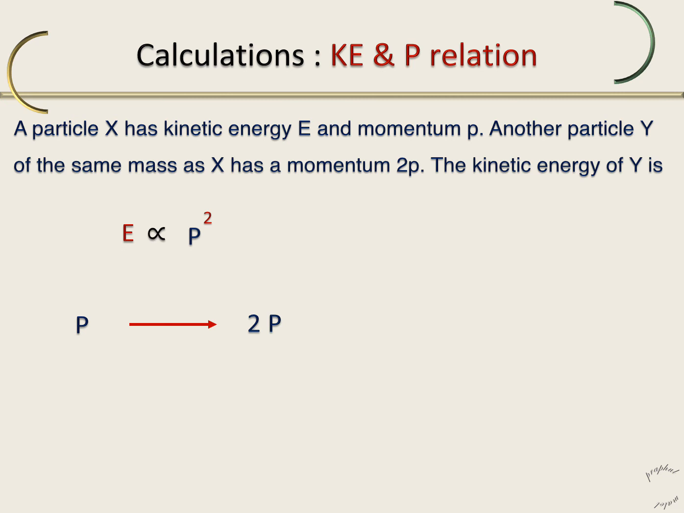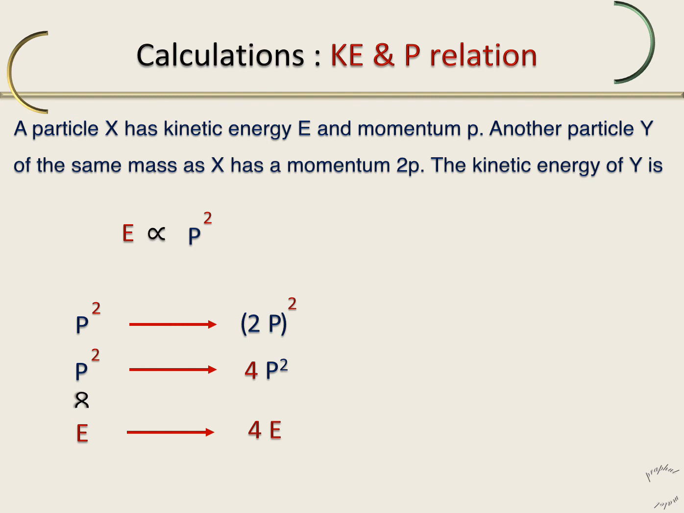So in order to know what will happen to P square, I am squaring everything in the relation. P square, 2 square, again P square. Everything is squared. I can remove the bracket and I will get 2 square is 4. 4 times P square. So the change in P square is the P square value increased by 4 times. And the P square is directly proportional to energy. So whatever change happens to P square should happen for energy also. Here P square is increased 4 times. So energy also should increase by 4 times.